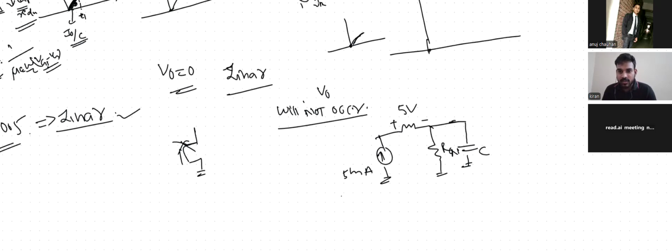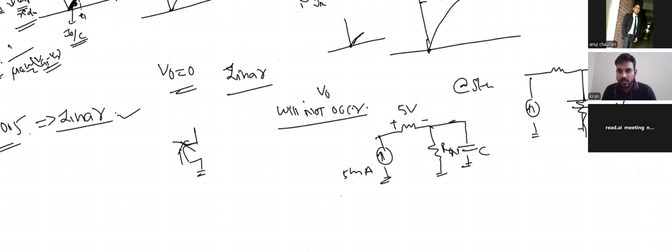The capacitor is charging, V naught is getting charged, not linearly but exponentially. At steady state, it will get open circuited. This is my steady state voltage, the voltage across R on. That is the voltage it will settle to.